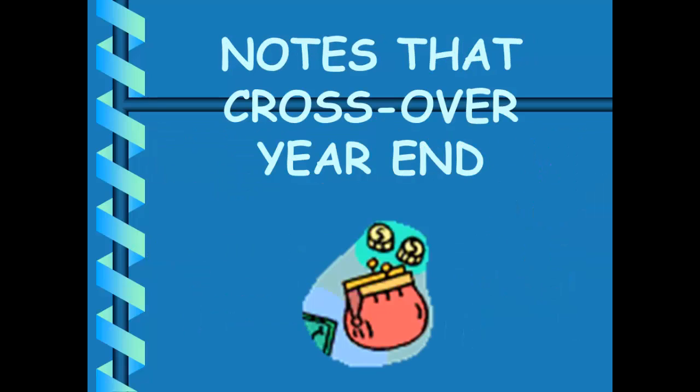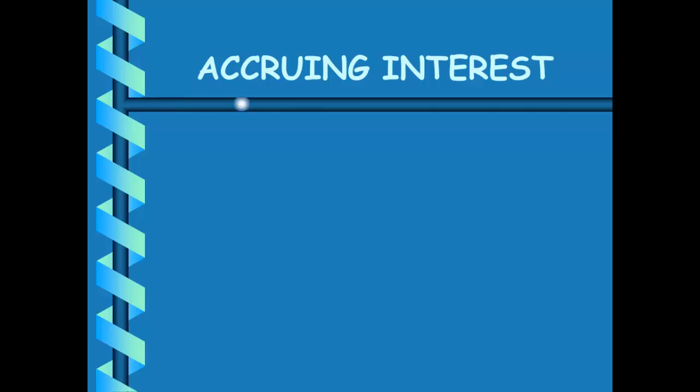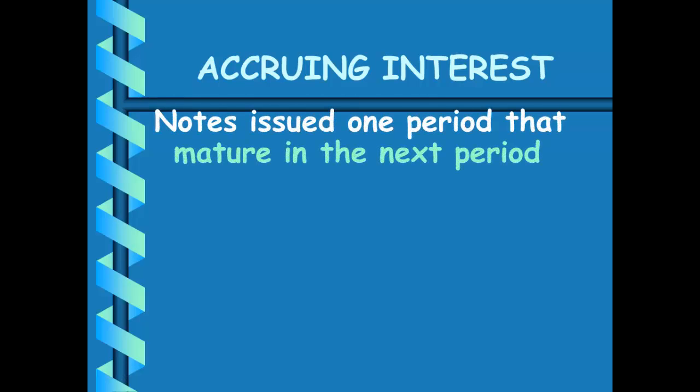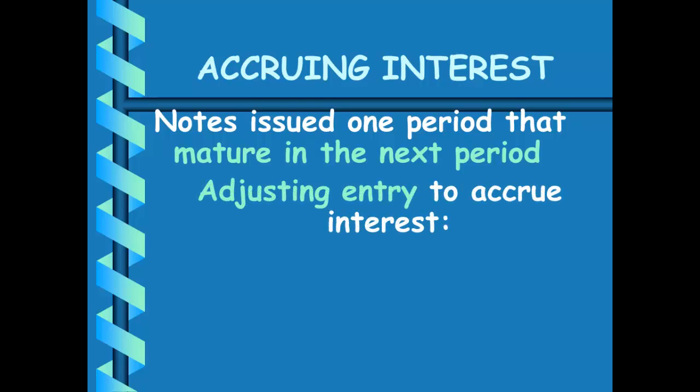That last example we did was when I received a note and that note matured in the same year that I received it. Our next topic then is to talk about a note where I get it one year, it doesn't mature until next year. I receive it one year, it does not mature until the following year. If that's the case and the note crosses over year end, we're going to have to make an adjusting entry at year end to accrue our interest. Now this is actually an entry I already held you responsible for back in chapter 3.